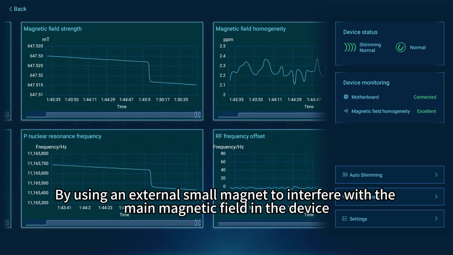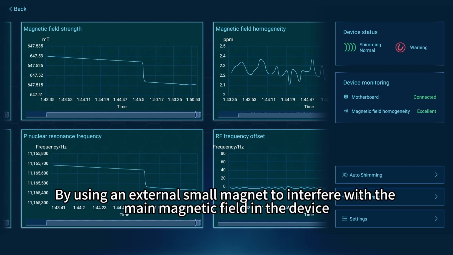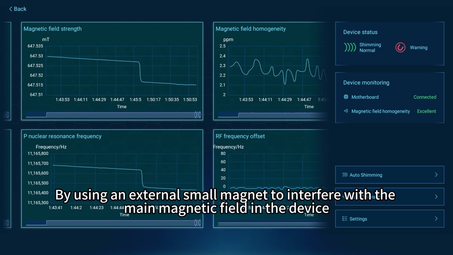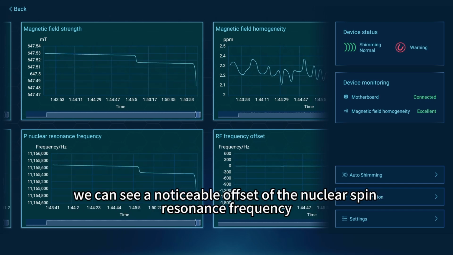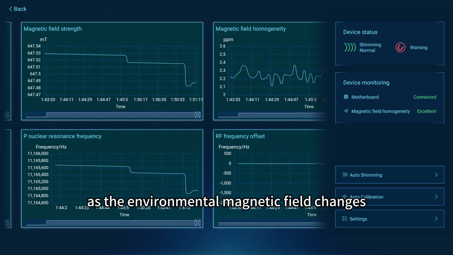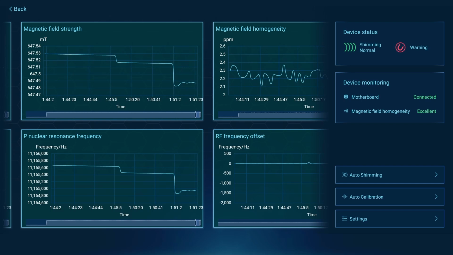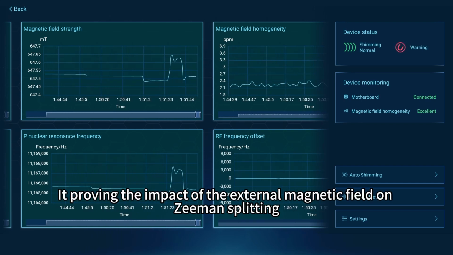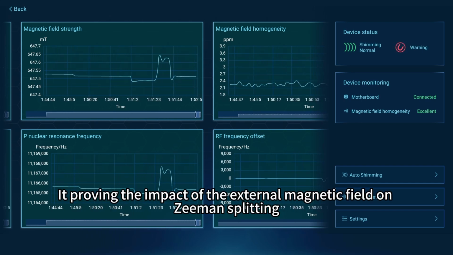By using an external small magnet to interfere with the main magnetic field in the device, we can see a noticeable offset of the nuclear spin resonance frequency as the environmental magnetic field changes, proving the impact of the external magnetic field on Zeeman splitting.